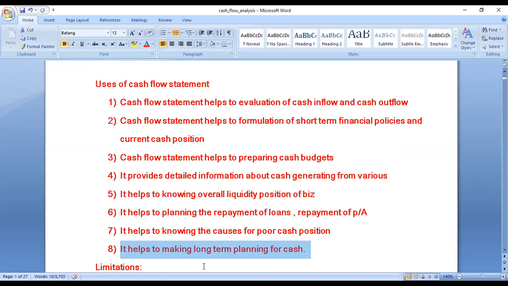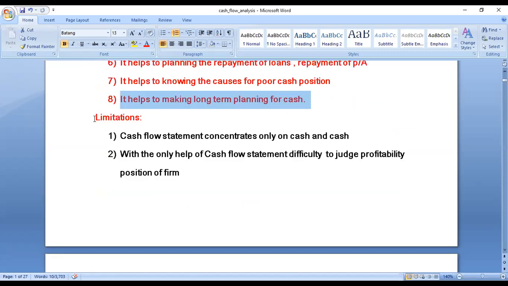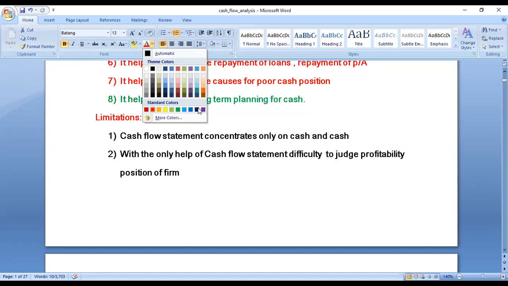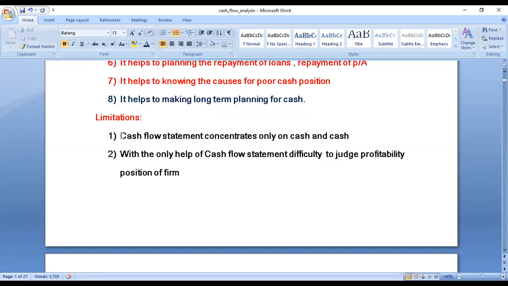After that, we have limitations. Limitations are nothing but drawbacks or disadvantages. So what are the disadvantages of the cash flow statement? Under that, first one, limitations, my dears, disadvantages: the cash flow statement concentrates only on cash and cash equivalents.